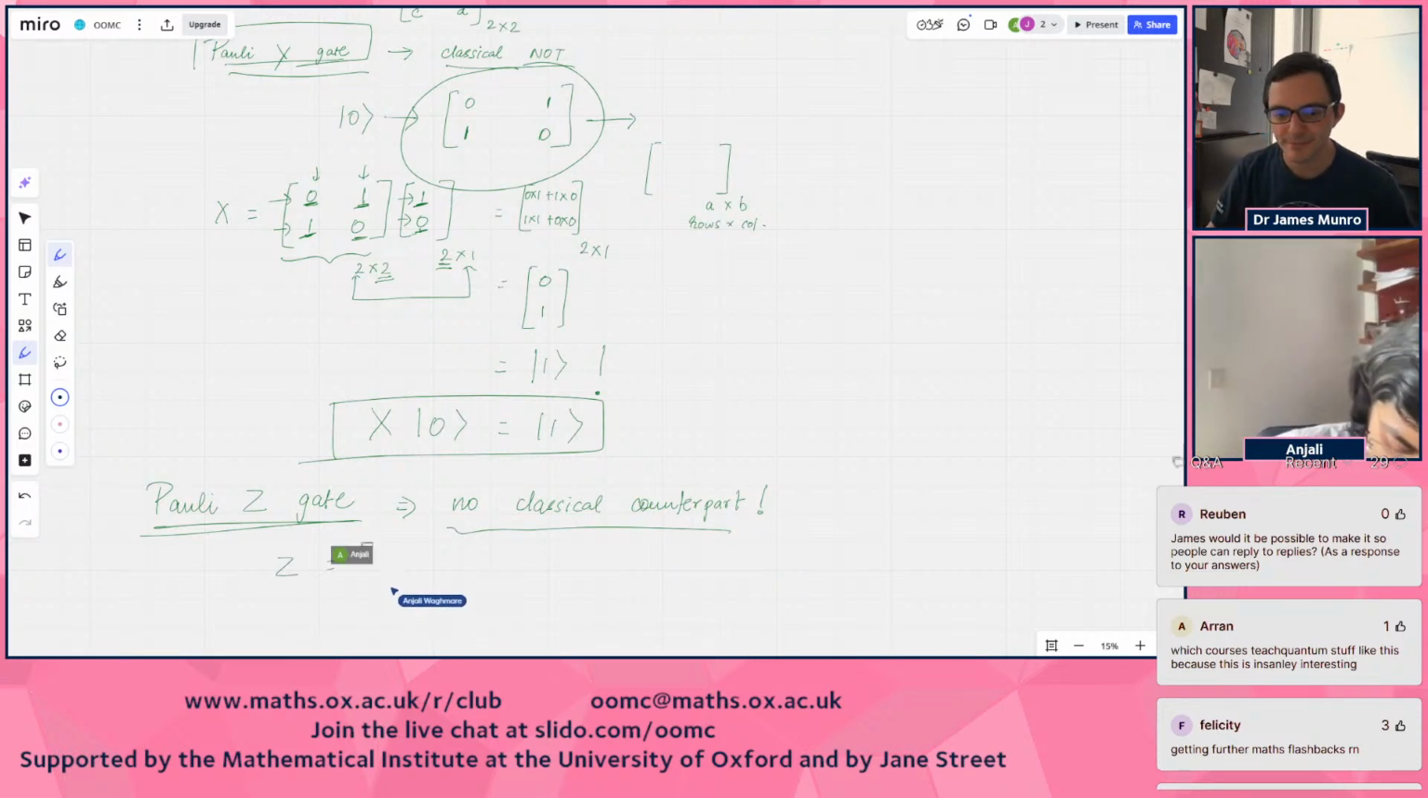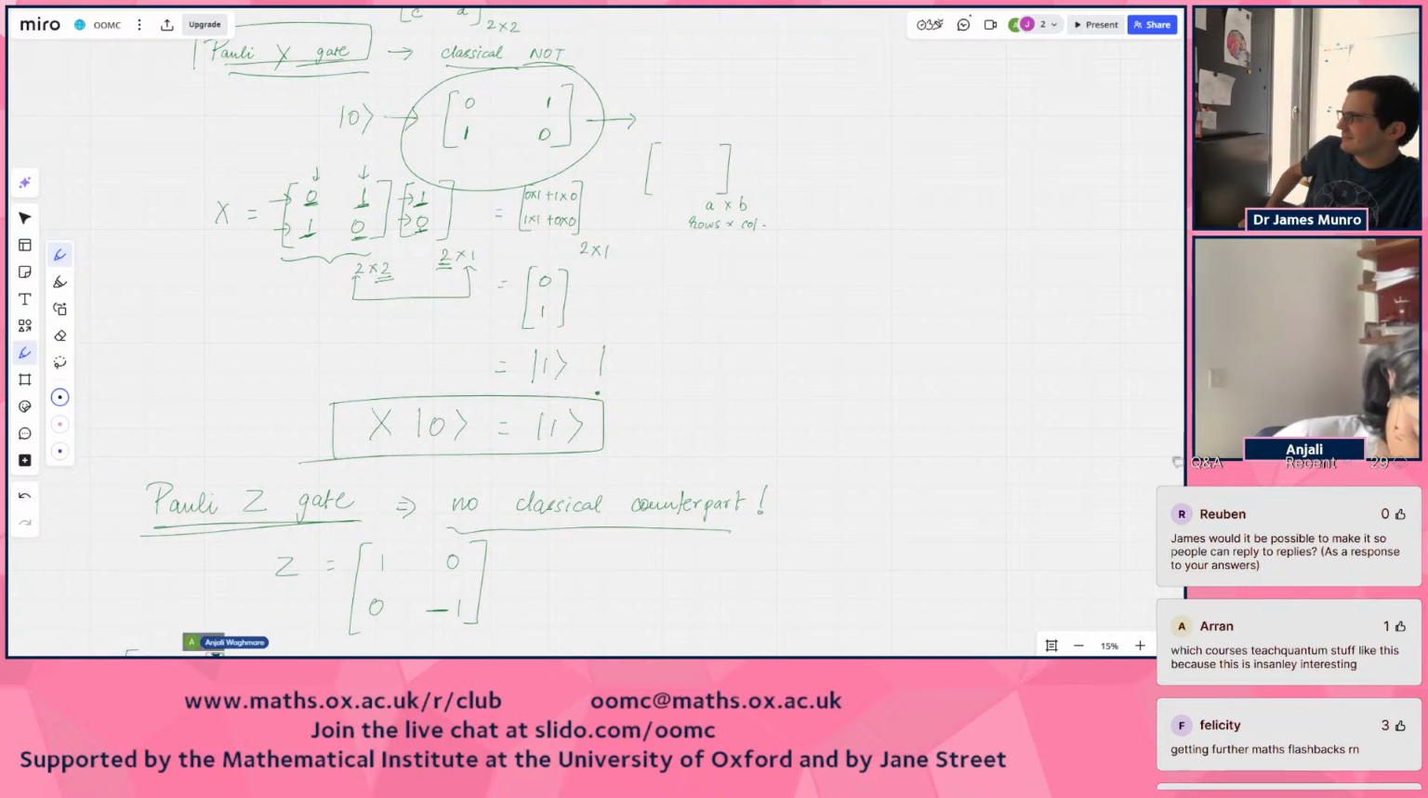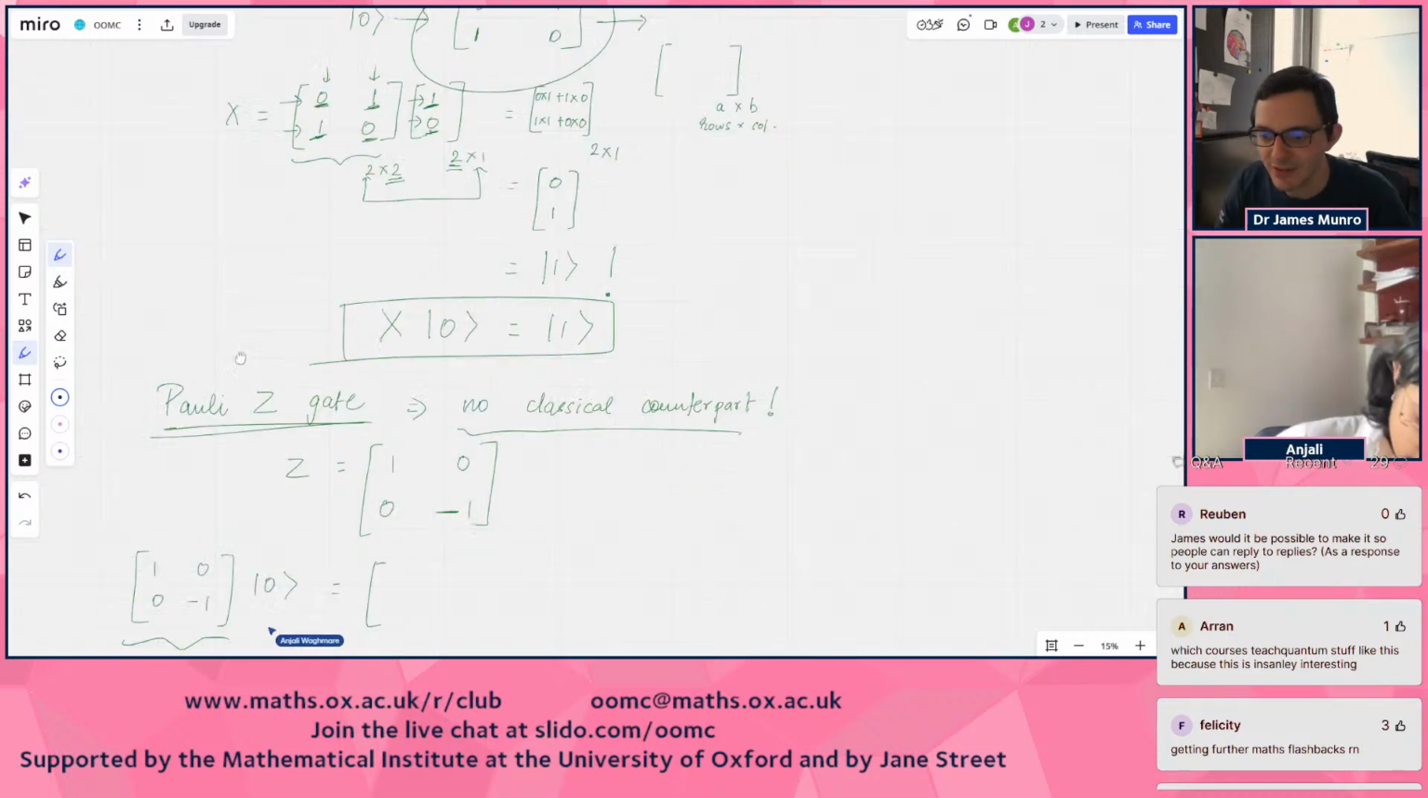So Z is given as 1, 0, 0, minus 1. And let's see what it does to, let's say, 0. So Z acting on 0.